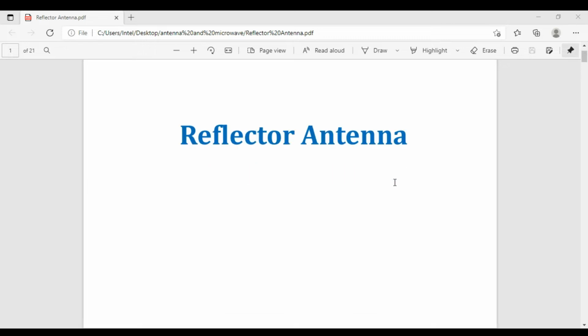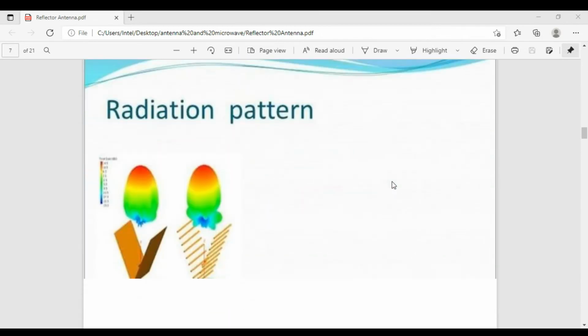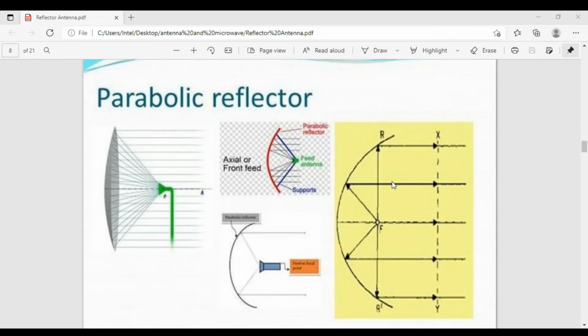So, the reflector antenna, everyone knows the reflector antenna. This is the diagrammatic representation. This is a parabolic reflector. Here the reflector antenna is always known as a secondary antenna. Why is it named a secondary antenna? This is the reflector antenna, and this is the horn antenna. The horn antenna captures the signal, then it is reflected and transferred to the regions.